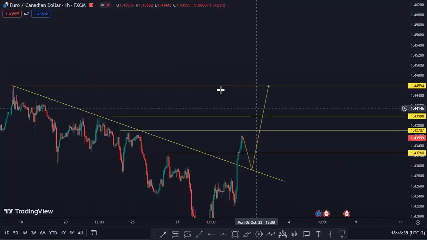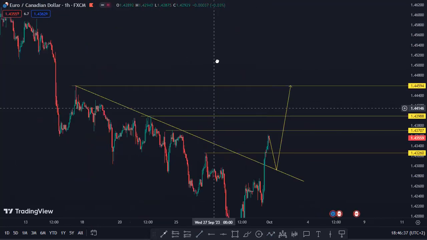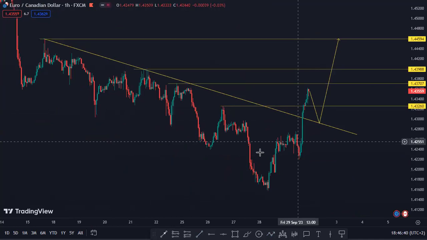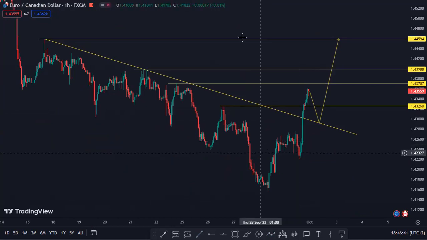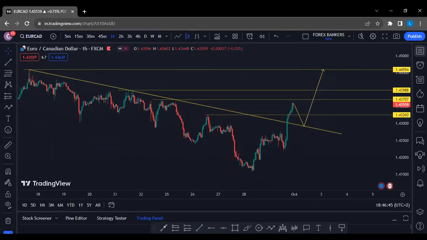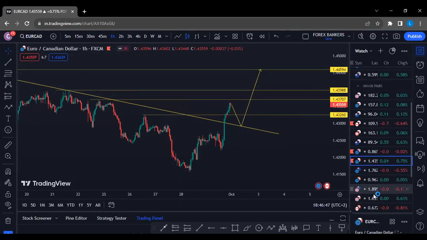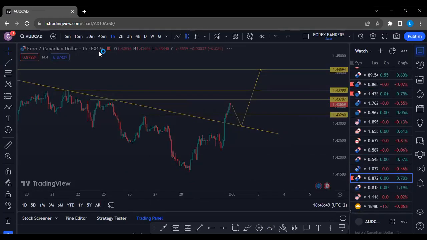So yeah, guys, overall speaking, we are in a downtrend, although there are some opportunities for buys right now on EURCAD, guys. So I hope, guys, that you see how to trade breakouts, right? How to trade breakouts.